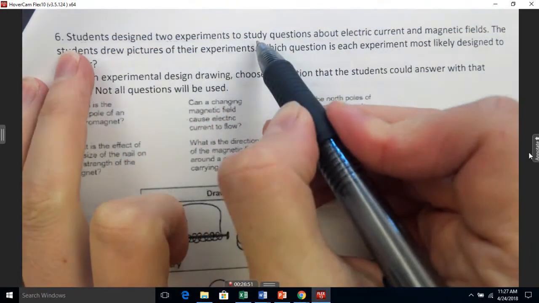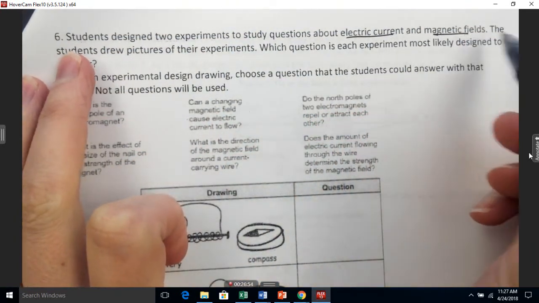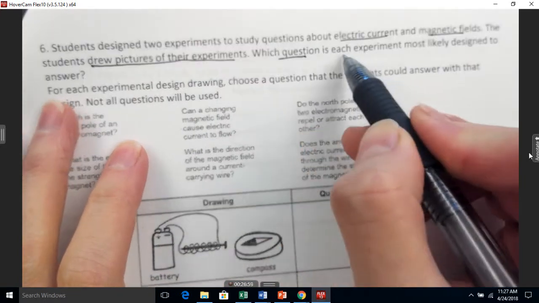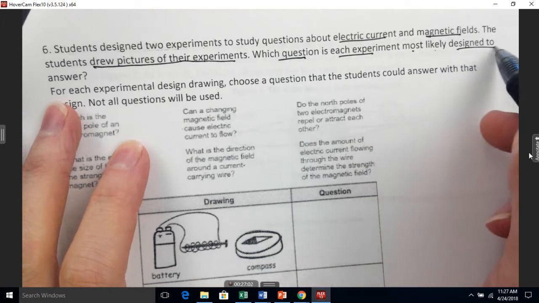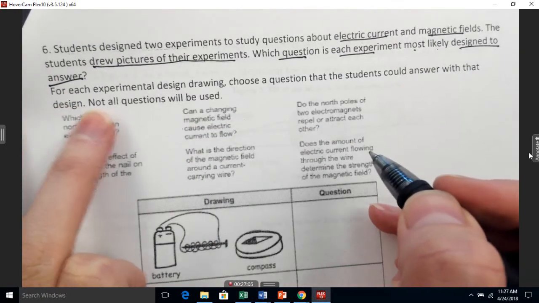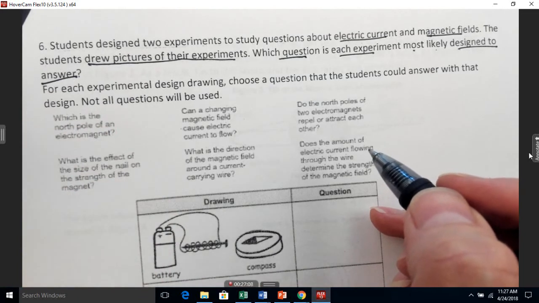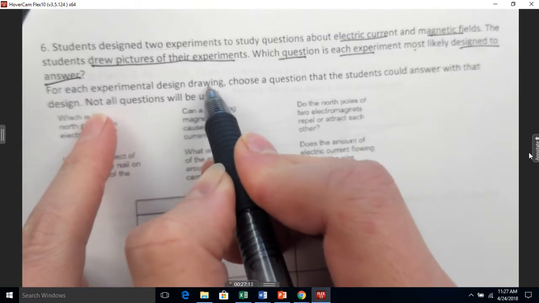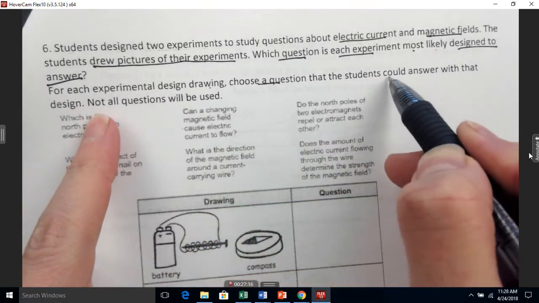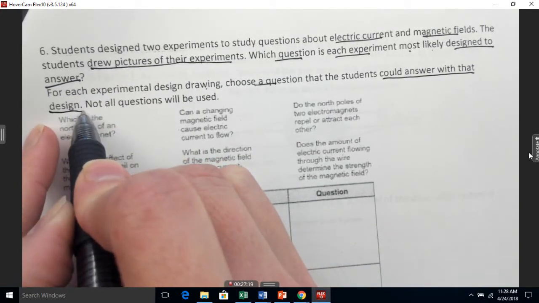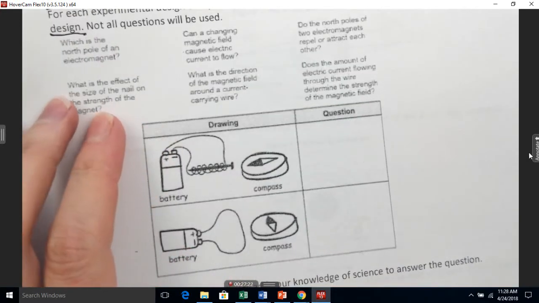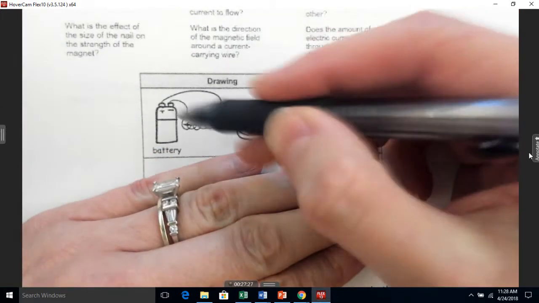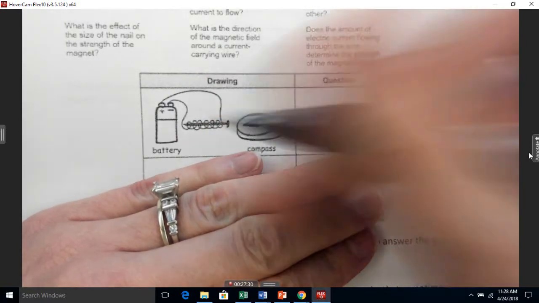Students designed 2 experiments to study questions about electric current and magnetic fields. The students drew pictures of their experiments. Which question is each experiment most likely designed to answer? That means, what are they going to test? What are they testing in their experiment? For each experimental design drawing, choose a question that the students could answer with that design. Not all questions will be used. All right, before we read their stuff, we're going to the picture. What can you tell me about this picture? Anything that I've taught you, you can tell me about this picture.